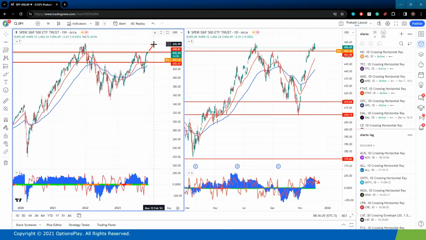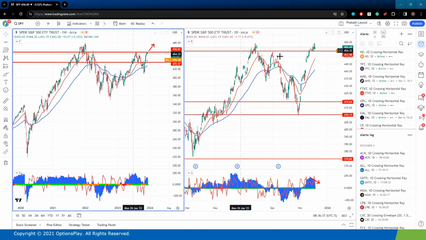We do expect to see price reaching the 480 level in the next few weeks, because at the end of the day, the Fed is going to be cutting interest rates quite soon. The only question is, are they going to do that in March or earlier or later, obviously depending on the data.